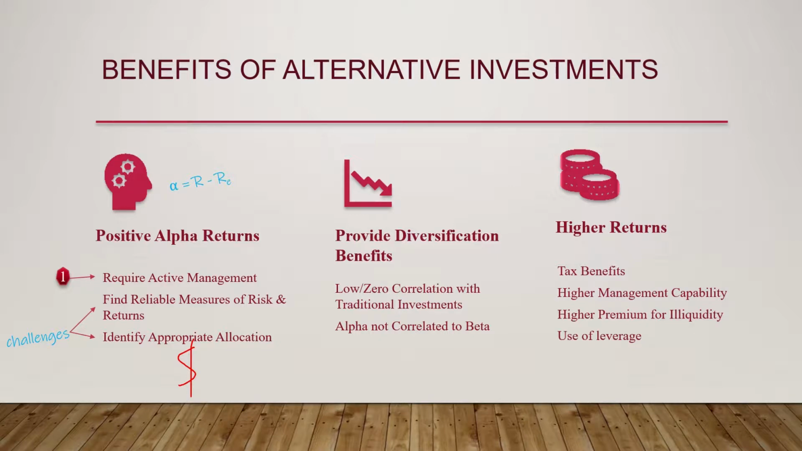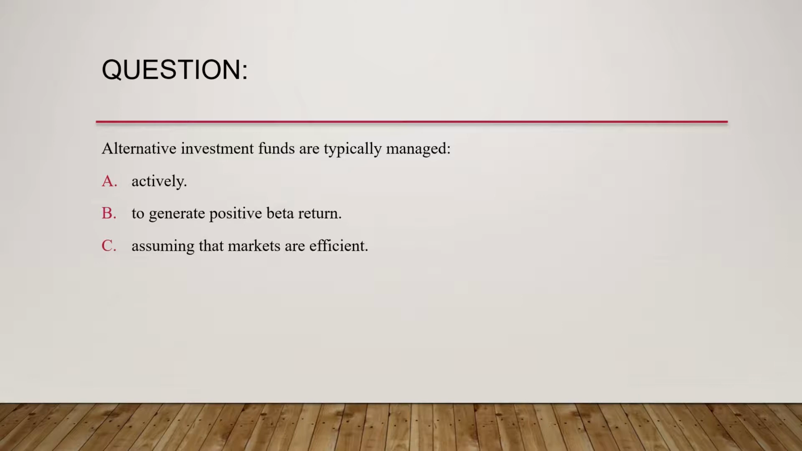Now a couple of questions for a quick revision. The first one says, alternative investment funds are typically managed A. actively, B. to generate a positive beta return, C. assuming that markets are efficient. We discussed this just now, and it's A, the active management.